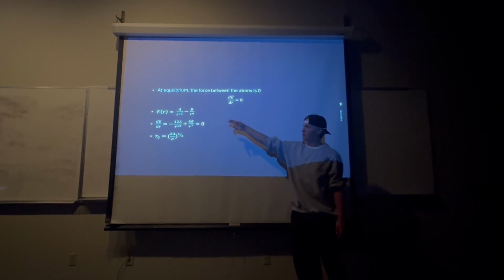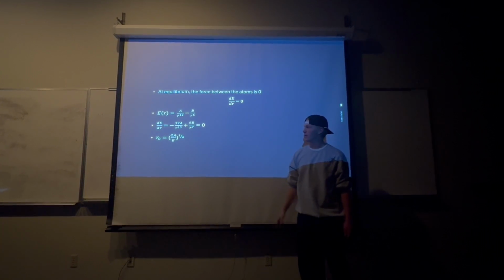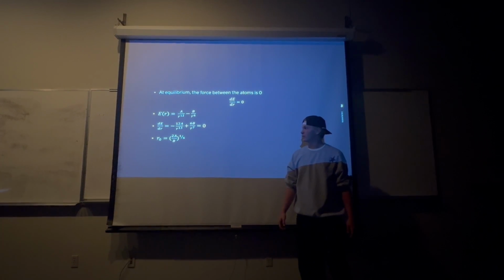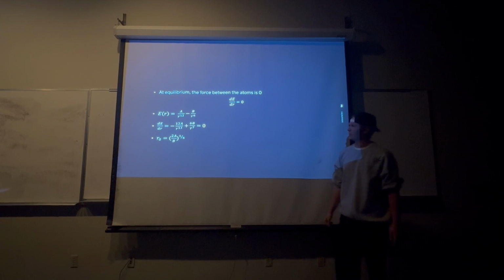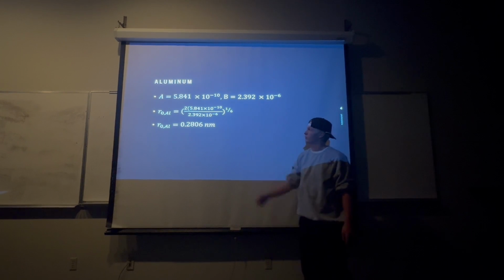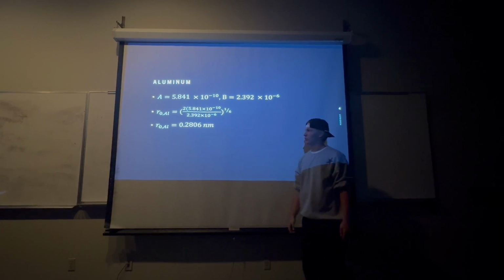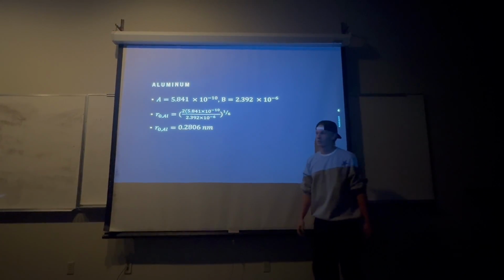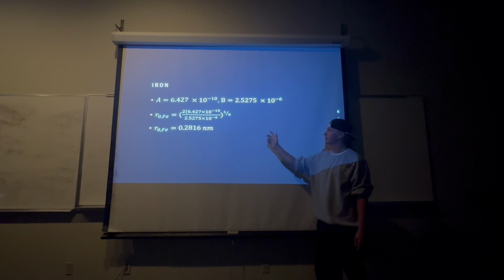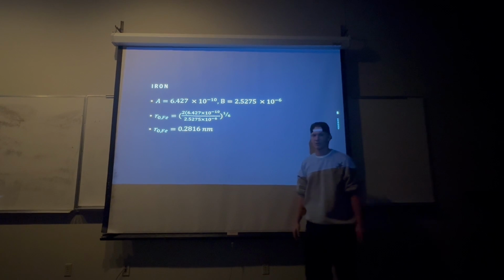So what I did is I found the general form of the Lennard-Jones equations. I took the derivatives of those, and then I solved them in order to find R naught, which would just be where the distance is 0. So that's where I get that equation from. Using that equation, I'm able to plug in the numbers from before, A and B for aluminum, into that equation from the last slide, and then I get 0.2806 nanometers as the intermolecular distance at equilibrium. And then same thing for iron, just different numbers into that same equation, and we get 0.2816 nanometers at equilibrium.